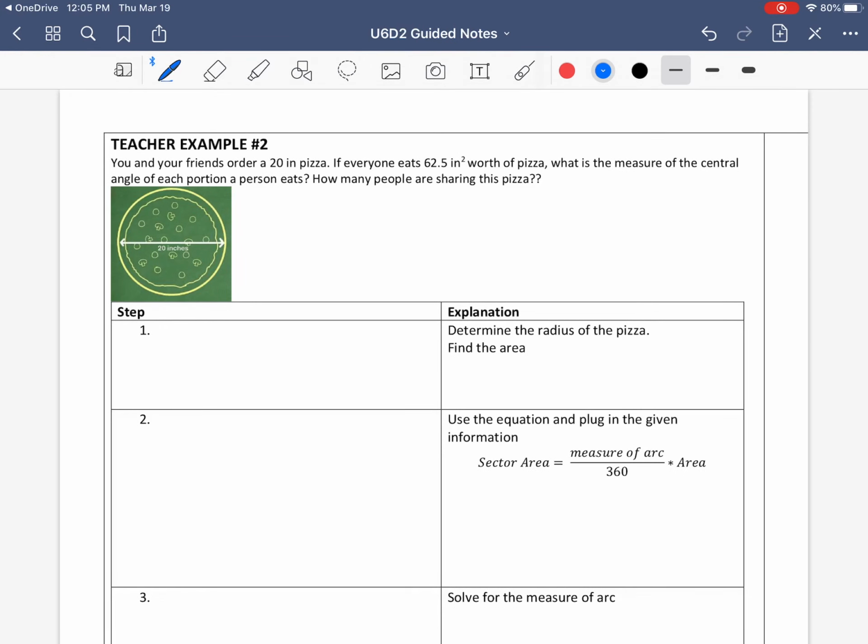Now here's an example of a story problem. So we're gonna go back to this pizza question because what better story problem could we think of? You and your friends order a 20-inch pizza. Again, when we talk about that 20-inch pizza, we're talking about the diameter. If everyone eats 62.5 inches squared worth of pizza, what is the measure of the central angle of each portion a person eats? How many people are eating this pizza?